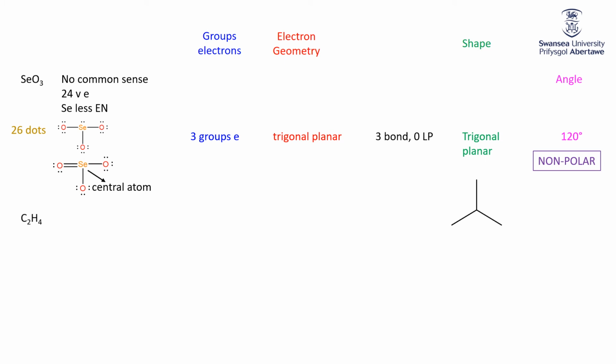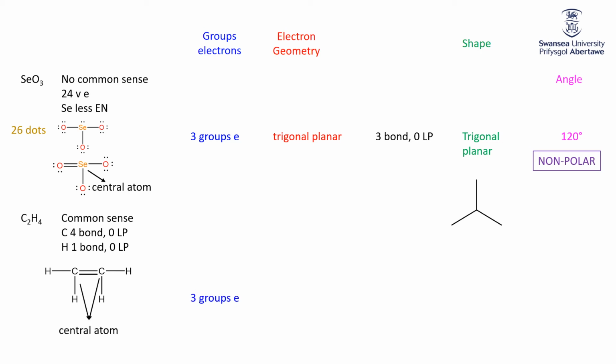C2H4, harking back to the previous slide with C2H6, common sense molecule, ethene, double bond between the 2 carbons. Each carbon is a central atom, each carbon has 3 groups of electrons, so it will be trigonal planar. All 3 groups are bonding groups, so we will see all 3 of them, so the shape will be trigonal planar, angle of 120, except here, of course, we've got a double bond in one of the positions and single bonds in the other, and double bonds are significantly more repulsive than single bonds.